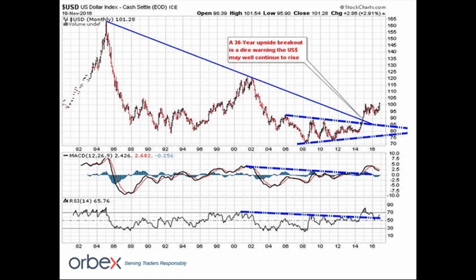But here we're talking about the USD index. For you guys who are new to the US dollar index, it's a measurement tool and an index that is comparing the dollar to 6 other currencies, so a basket of 6 currencies. Okay, and here, as you can see in the box itself, it says a 30-year upside breakout. It's a dire warning for the US dollar, which may well continue to rise. So here we're looking into the USD index. I'll share with you the current chart for the USD index, so that we get a bit of an idea to correlate it negatively with the gold. Okay, so that's highly essential.